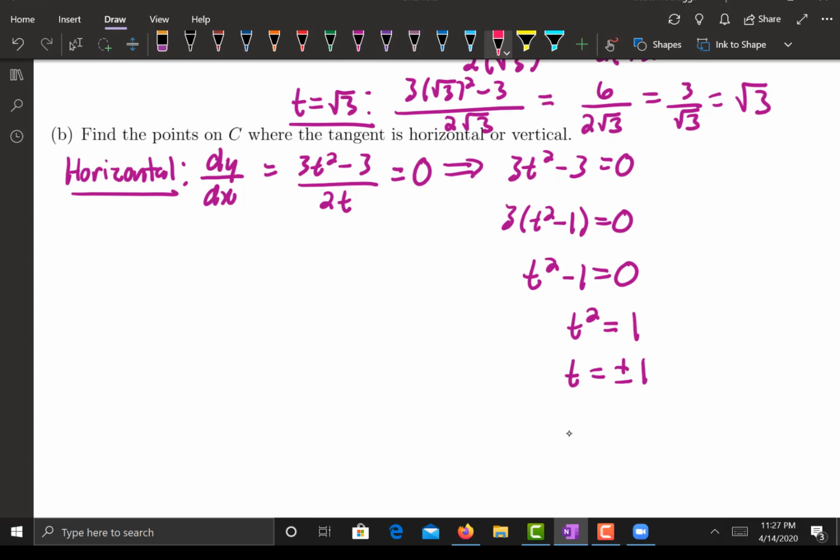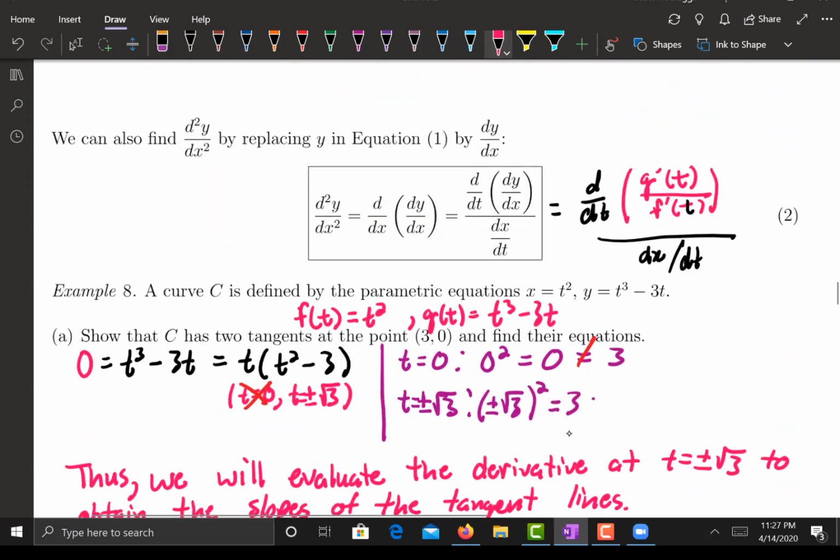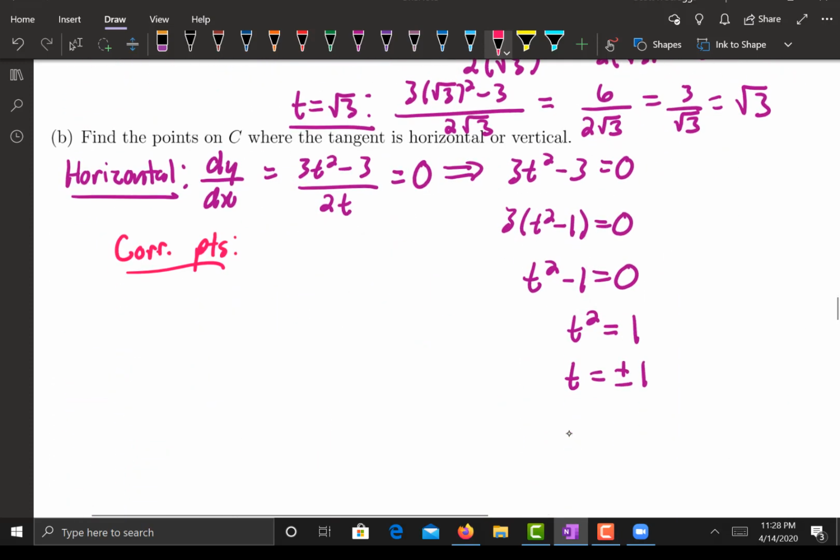And so let's list out the corresponding points. If I plug positive 1 in for t, for x and y, I will get 1, and plugging 1 in, I will get negative 2. So one of my 2 points that will give me a horizontal tangent line is (1, -2).